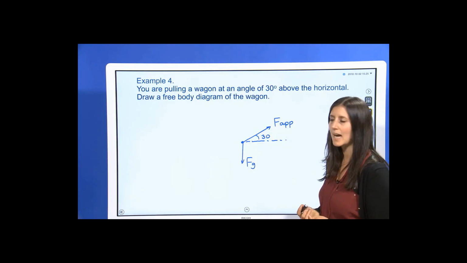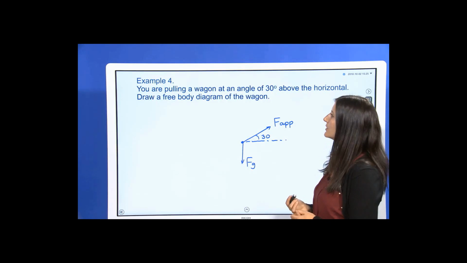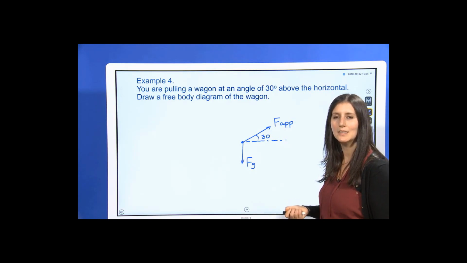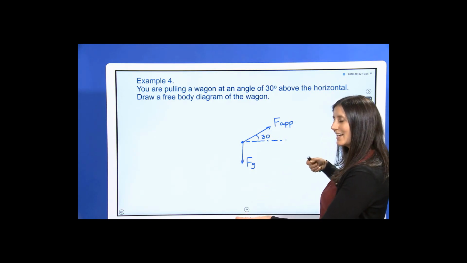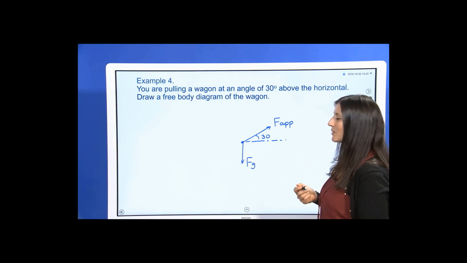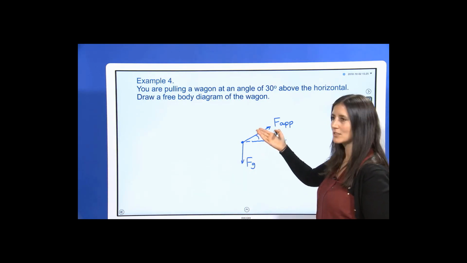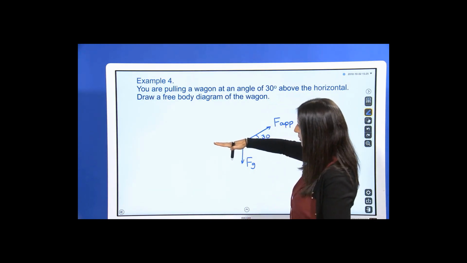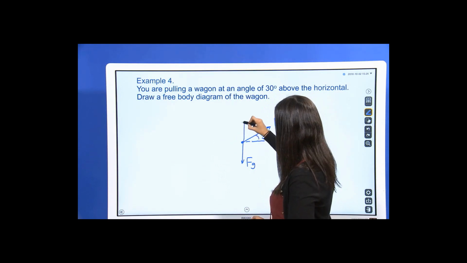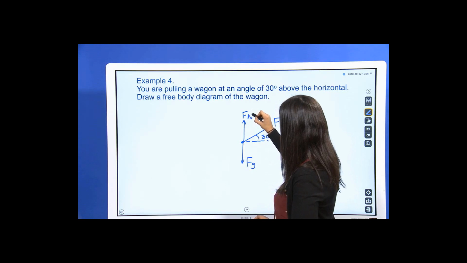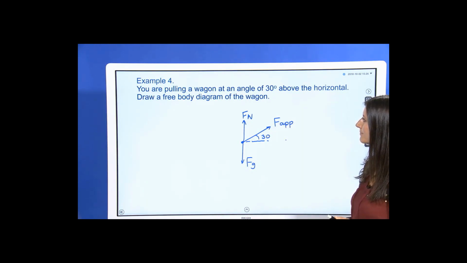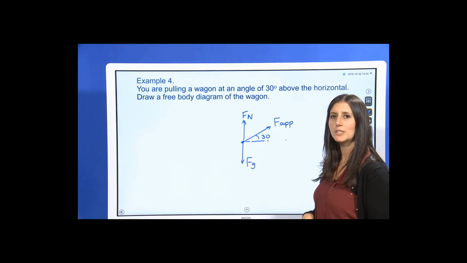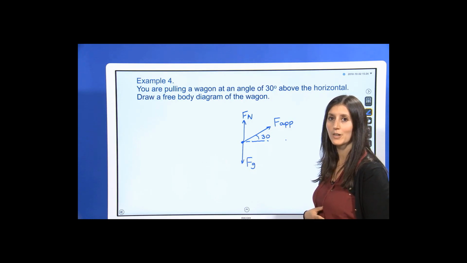Are there any other forces acting on this wagon? So the wagon, we have to assume, is on a surface because it's on the ground. You're pulling it at an angle and it's moving along the ground. So there must be a force that the ground exerts on the wagon. That would be the normal force. So I'm going to draw the normal force. The ground is horizontal, so the normal force would point straight up. Okay, there is no string or rope in the question, so there's no tension. And there's also no mention of friction, so that's why we're not including the force of friction here.